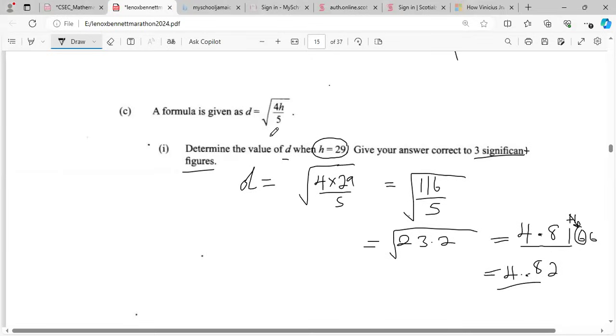Right? So I'm going to rewrite it here. Alright, so the first one we need to get rid of is actually the 5. So how it works is the last thing being done to it, that one you deal with first. So you can times by 5. And anything you do to one side, you do to the next side. So we're going to have 5 times D equal to the square root of 4H.